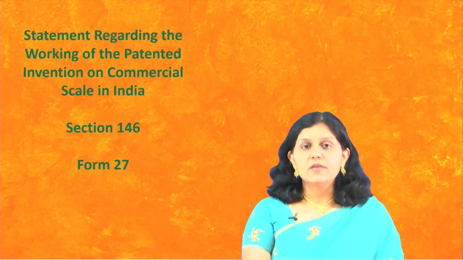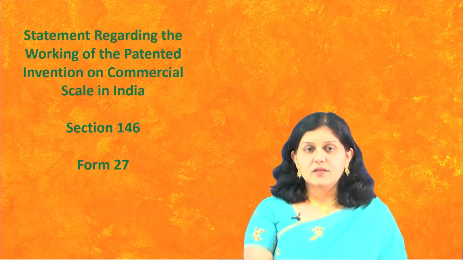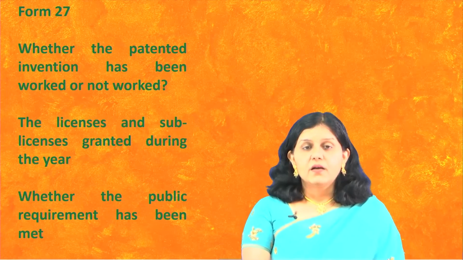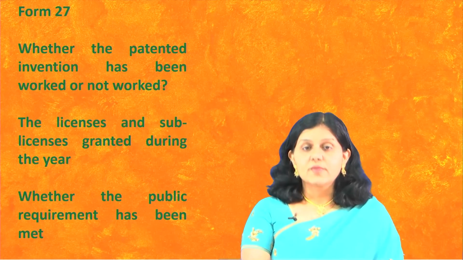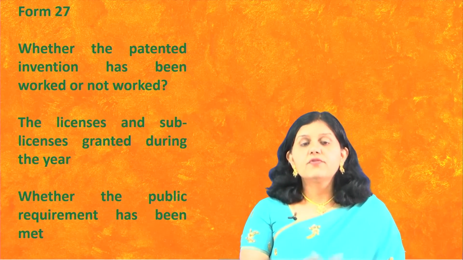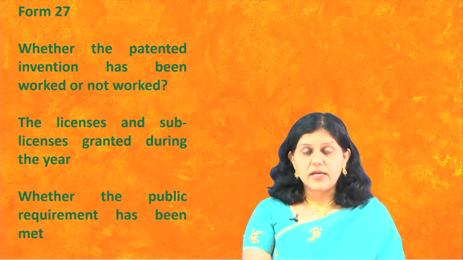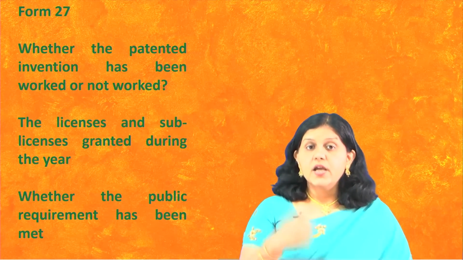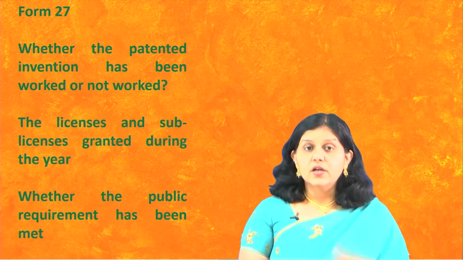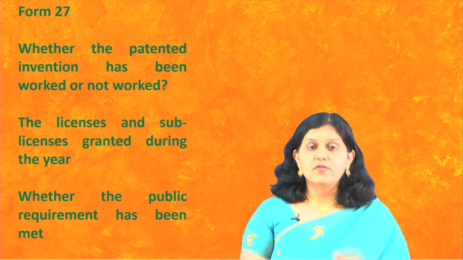Now, this is dealt with by section 146 of the Indian Patent Act. We know that a patent is expected to be commercialized. So when you are doing the commercialization of that patent, you have to inform whether you are doing commercialization or not. If you are doing commercialization, obviously you have to give details regarding that. If that commercialization is not started, you have to give the reason why. This is a mandatory requirement for Form 27.